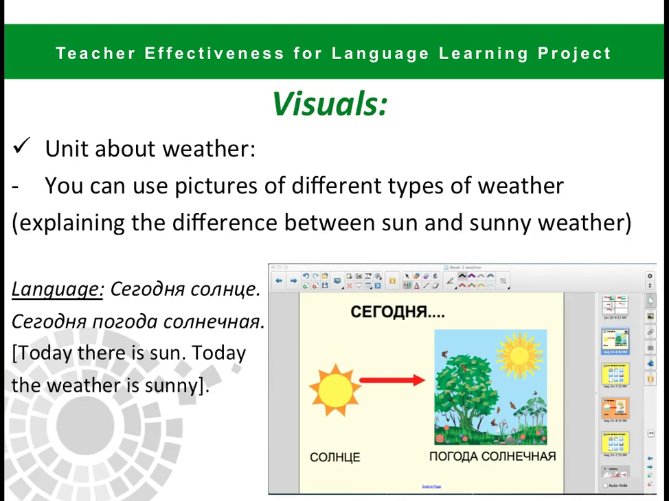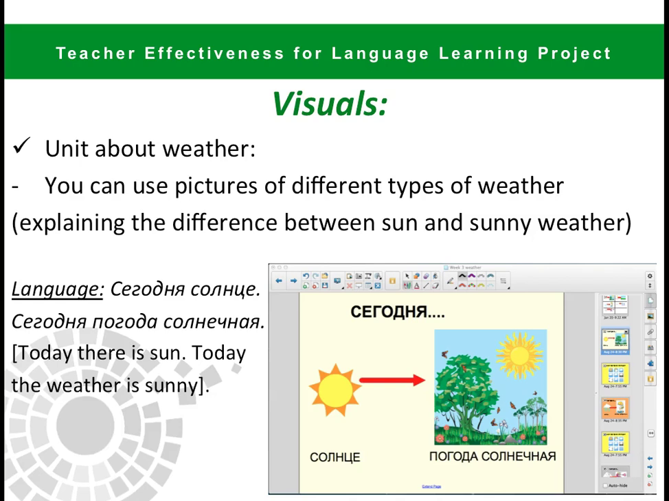Using visuals is very important because then that creates that immediate meaning that students can relate to. I use visuals on a daily basis. This is just one of the examples of how I used the images talking about the weather. I needed a specific image to talk about the types of weather.